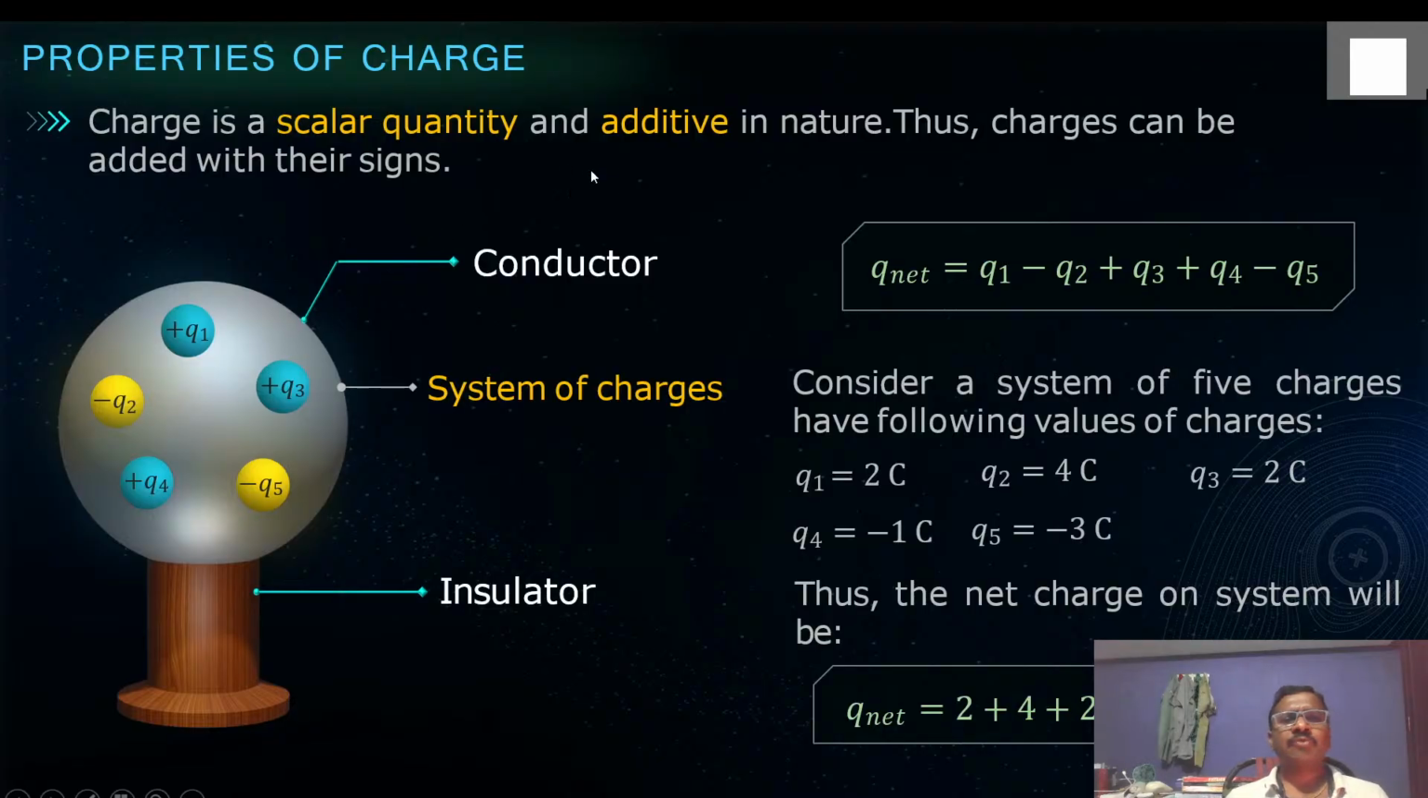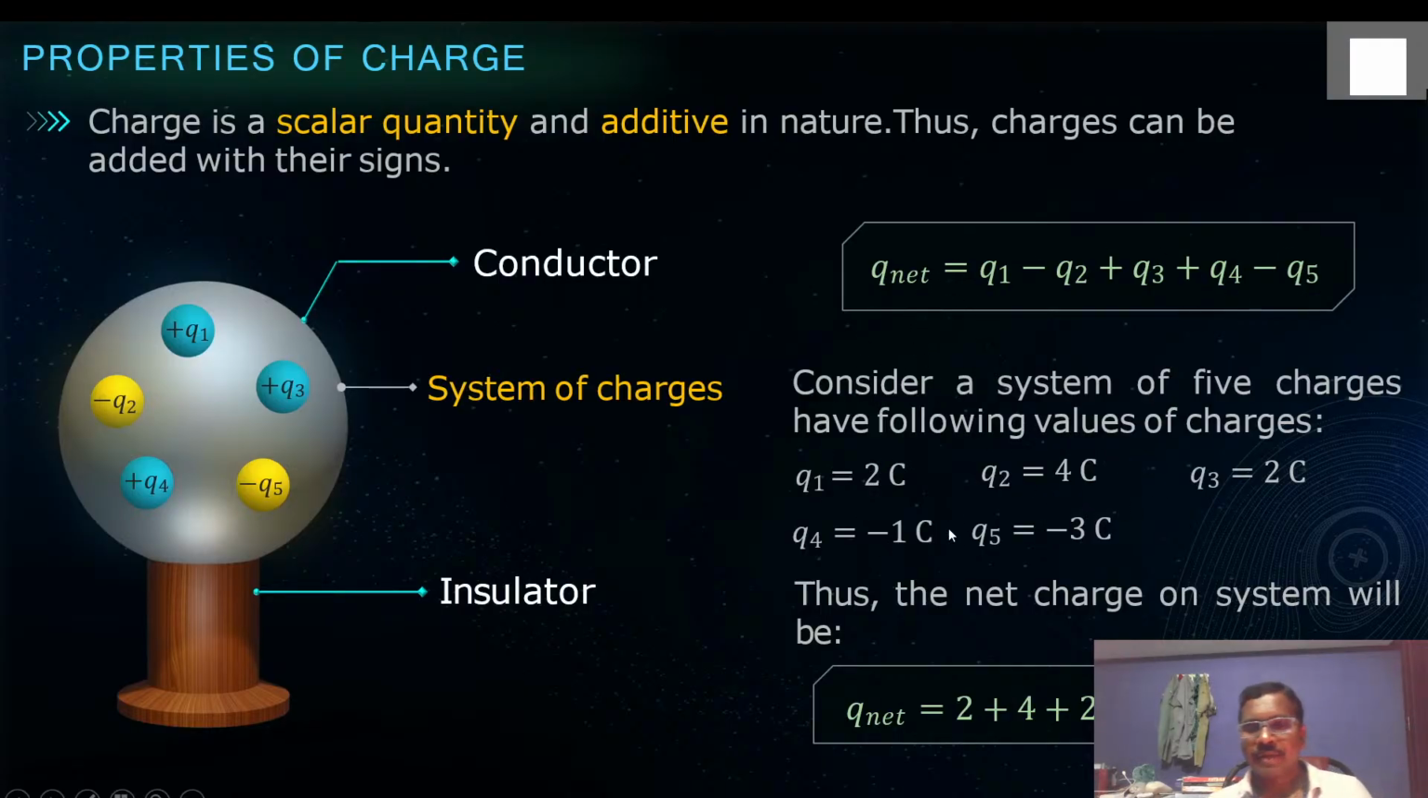Charge is a scalar quantity and it follows the additive nature. Charges can be added with their signs. So consider a conductor consisting of Q1, minus Q2, plus Q3, plus Q4, minus Q5. What is the total charge of the system? Q net equals Q1 minus Q2 plus Q3 plus Q4 minus Q5. This is the net charge.